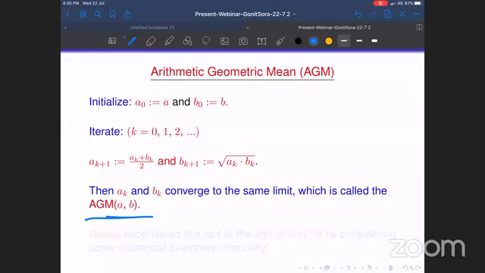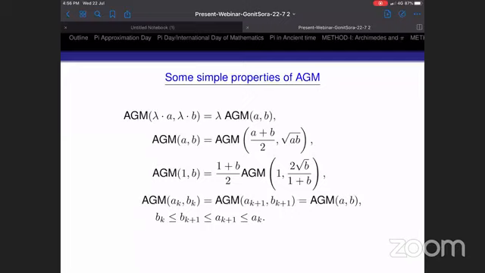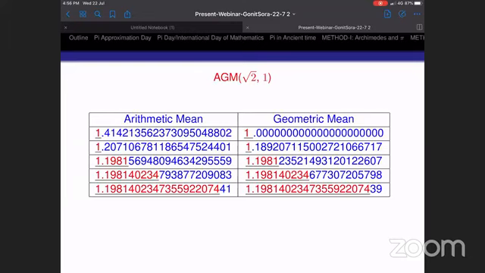This was known to others, but there are many other properties which were discovered by Gauss at the age of only 40. So these are some of the properties of the arithmetic geometric mean. And in his diary in 1799, Gauss calculated the arithmetic geometric mean of root 2 and 1.